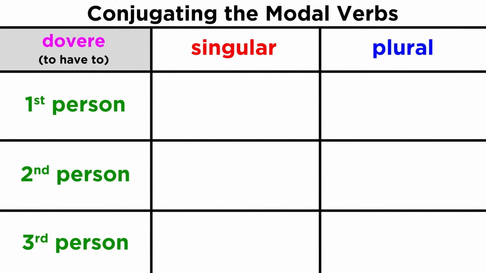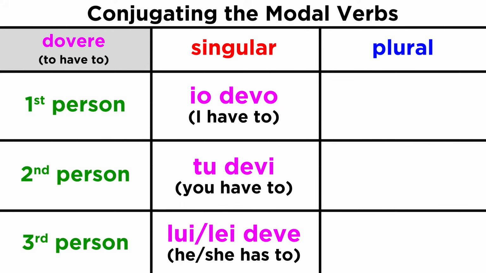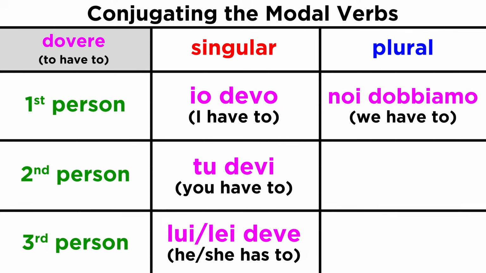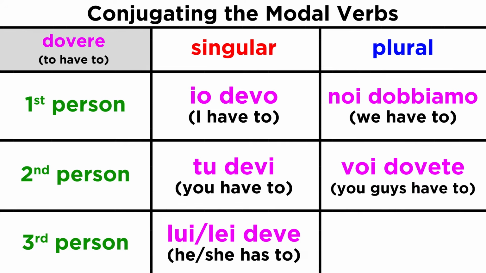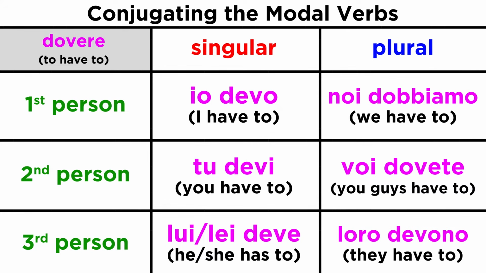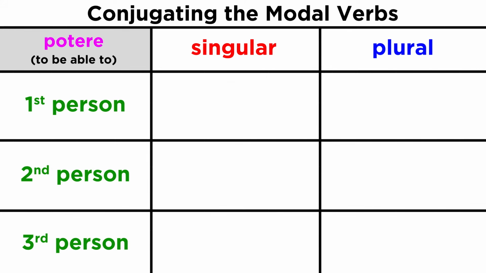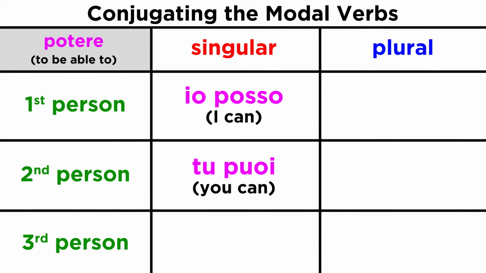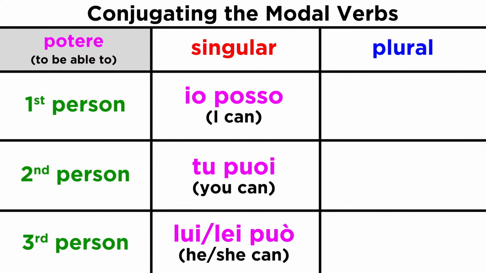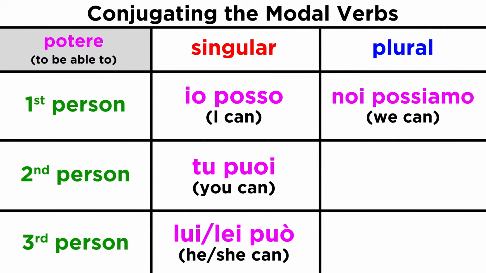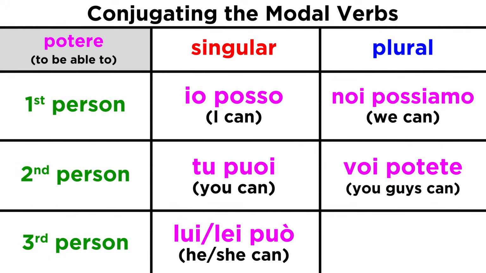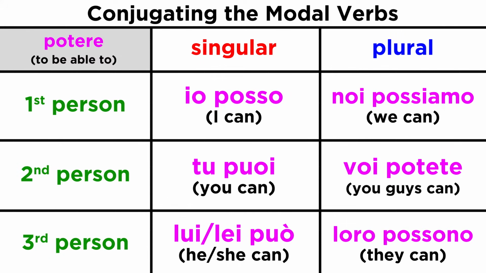For dovere, we get io devo, tu devi, lei deve, noi dobbiamo, voi dovete, loro devono. For potere, we get io posso, tu puoi, lui può, noi possiamo, voi potete, loro possono.